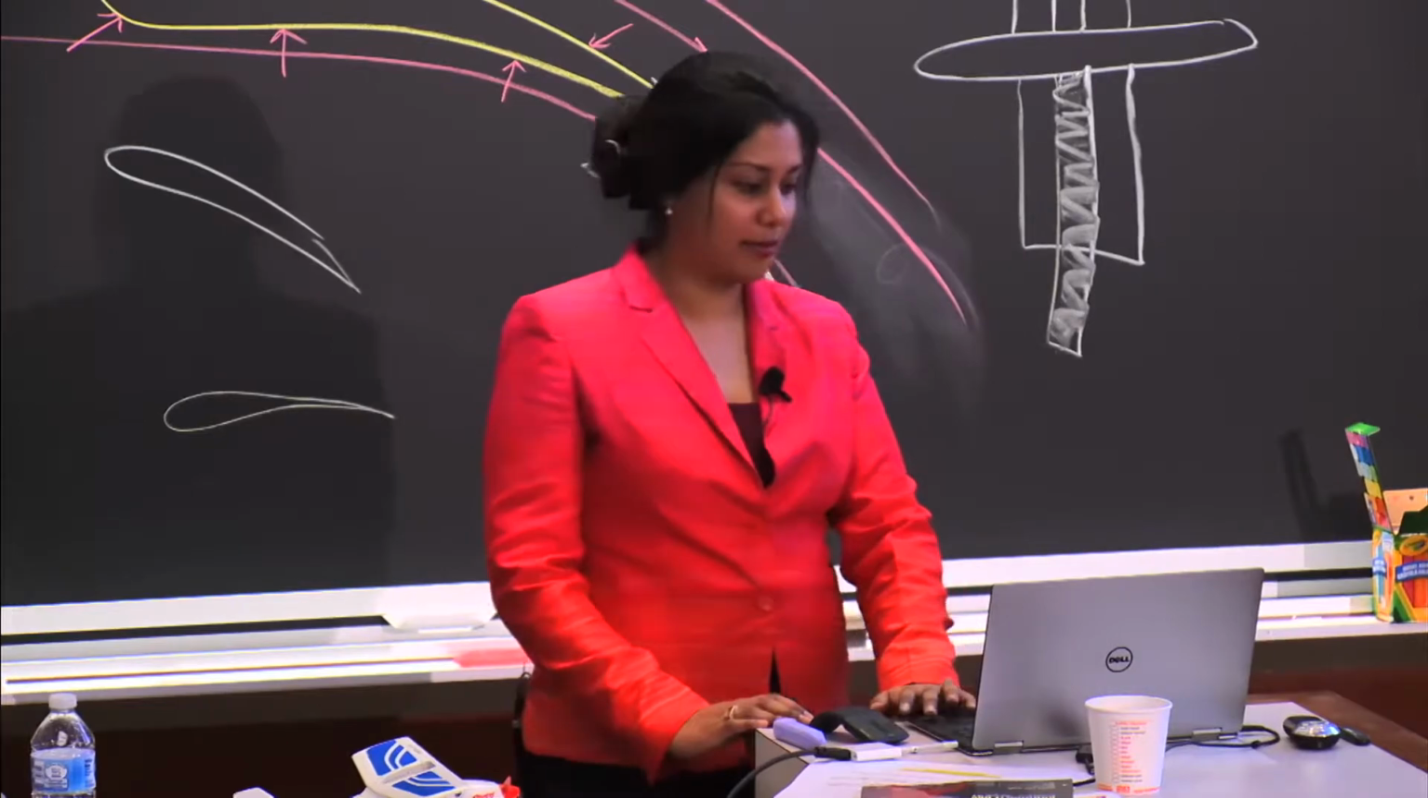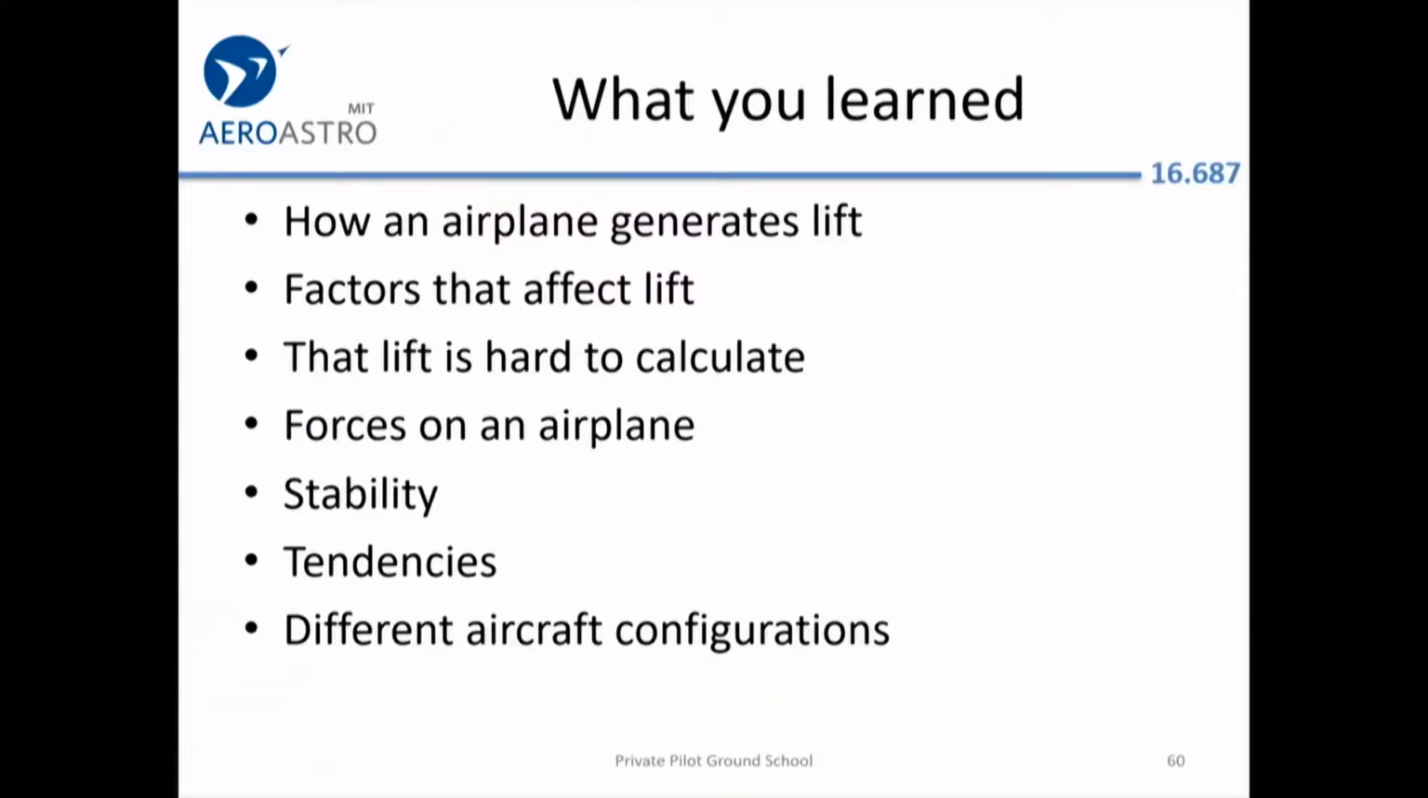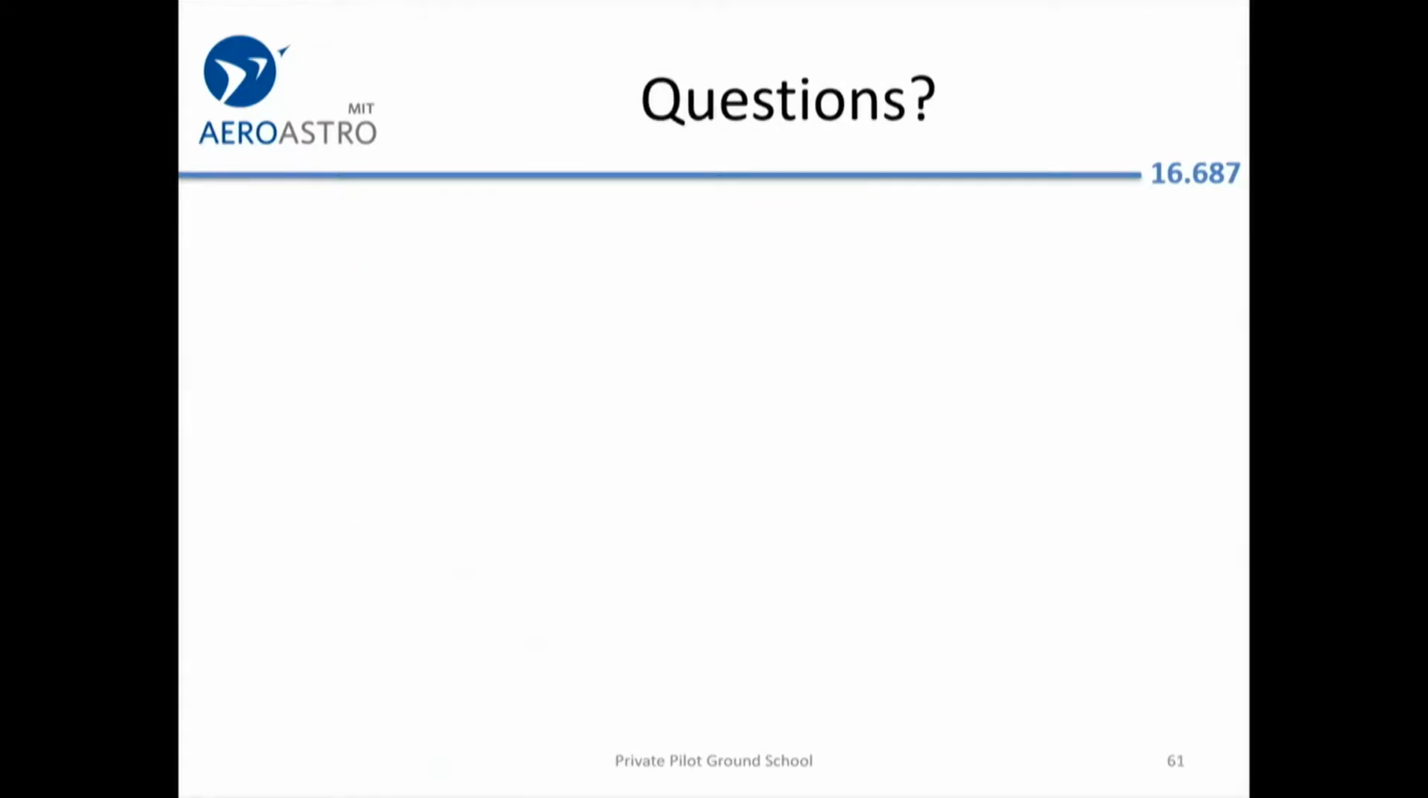For time, we'll just summarize: what did we learn today? We talked about how an airplane generates lift, and we talked about different factors that affect lift. We also discussed that lift is very hard to calculate, and so we experimentally measure a lot of aspects of it. And we discussed the different forces on an airplane, stability and left turning tendencies, and some of the different aircraft configurations. So are there any questions about that?